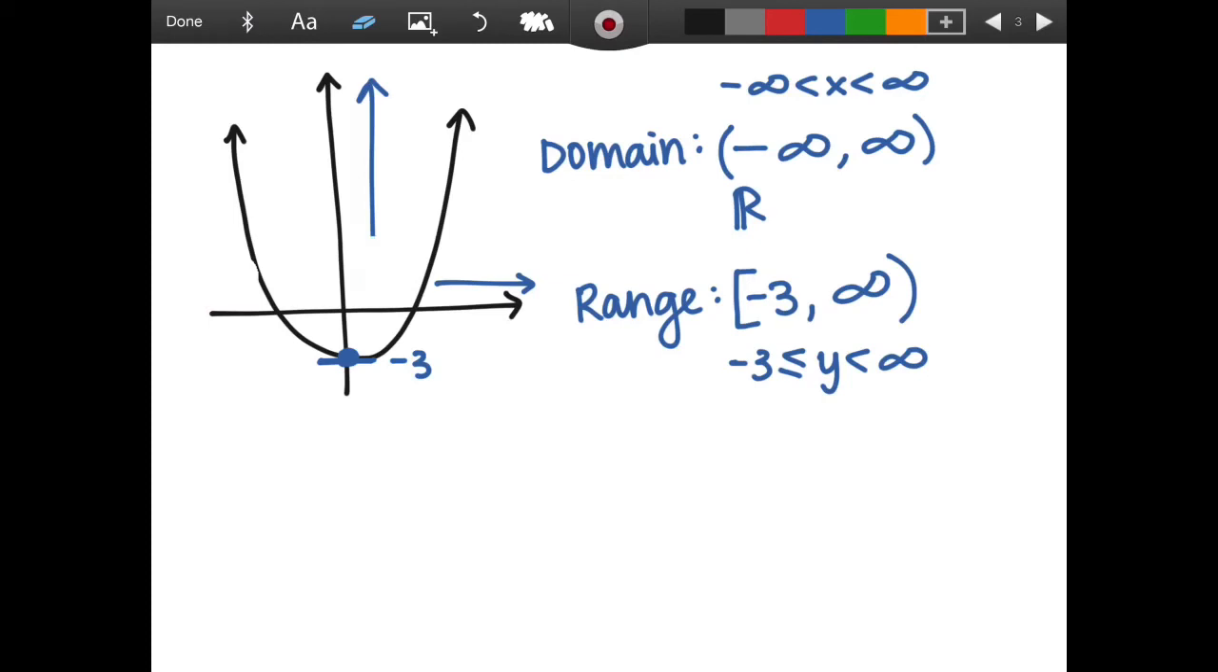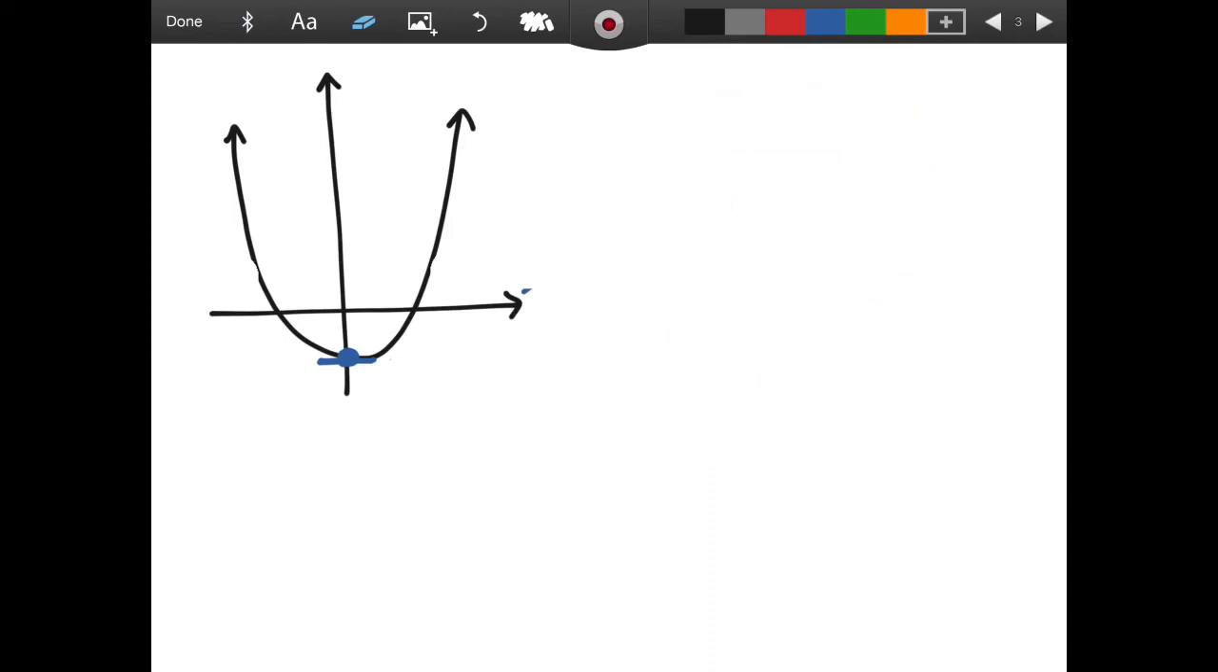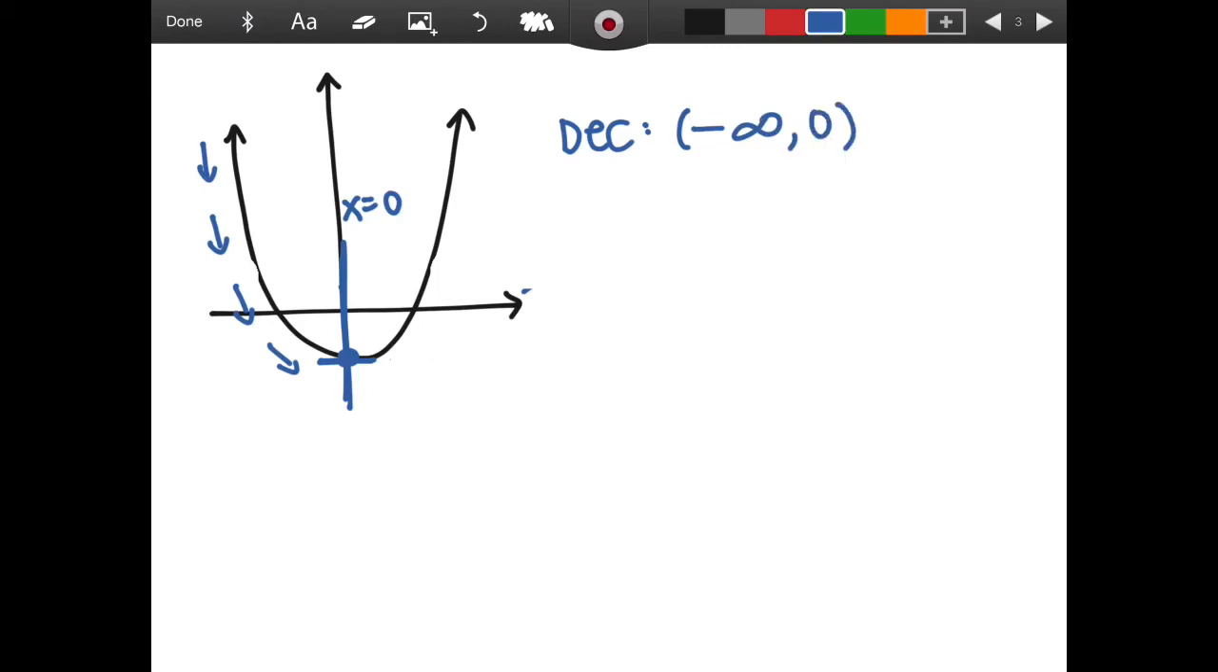Increasing and decreasing is related, but it only talks about x. So I'm going to go ahead and erase this stuff here. Let's say we're going to just call that the axis is at 0. So x equals 0 is our axis of symmetry. On the left, it's decreasing. So one way to say that is it's decreasing from -infinity to 0. Because all the way to 0, it's going down, down, down, down, down. But then after 0, it starts to go up, up, up some more. And so it's increasing from 0 to infinity.